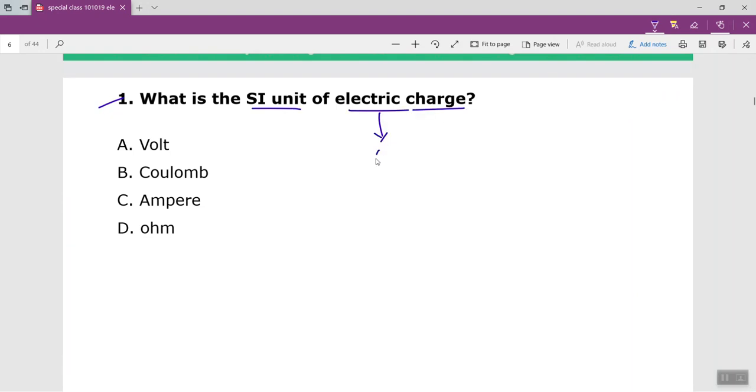Electric charge is denoted by the letter Q, and the unit is coulombs. Very important question and very basic question. Here coulombs is the correct answer, and volt is nothing but the unit of voltage, ampere is the unit of current, and ohm is the unit of resistance.